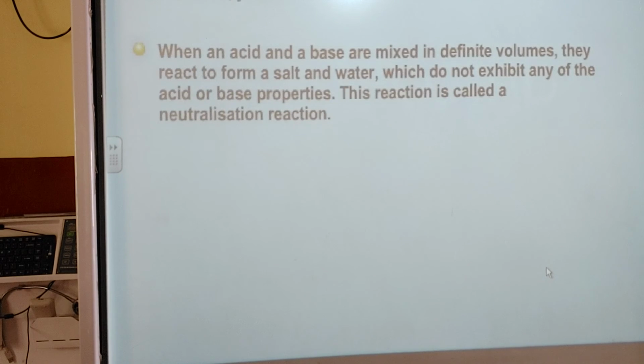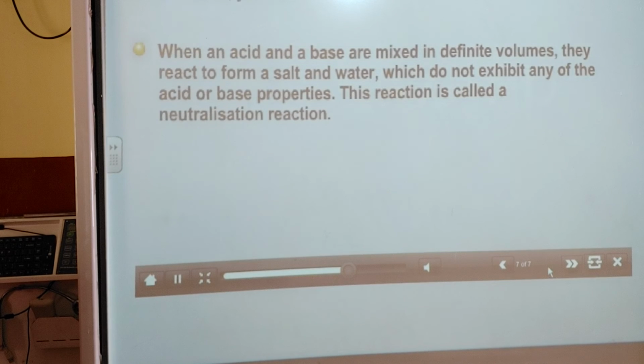In this module we have learned, when an acid and a base are mixed in definite volumes, they react to form a salt and water, which do not exhibit any of the acid or base properties. This reaction is called a neutralization reaction.